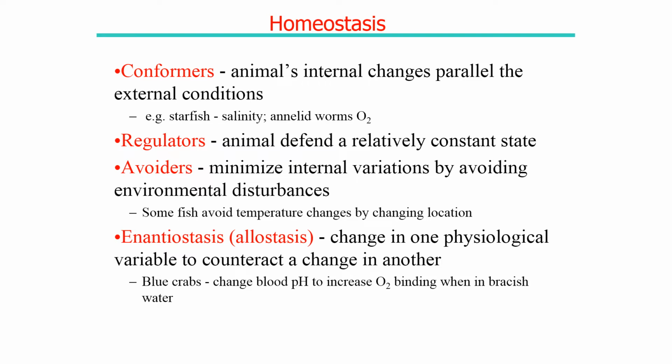There are a few examples. For example, starfish can withstand salinity. Annelid worms can live with little oxygen. So their cells and structures can work in broader ranges of salinity and oxygen respectively.